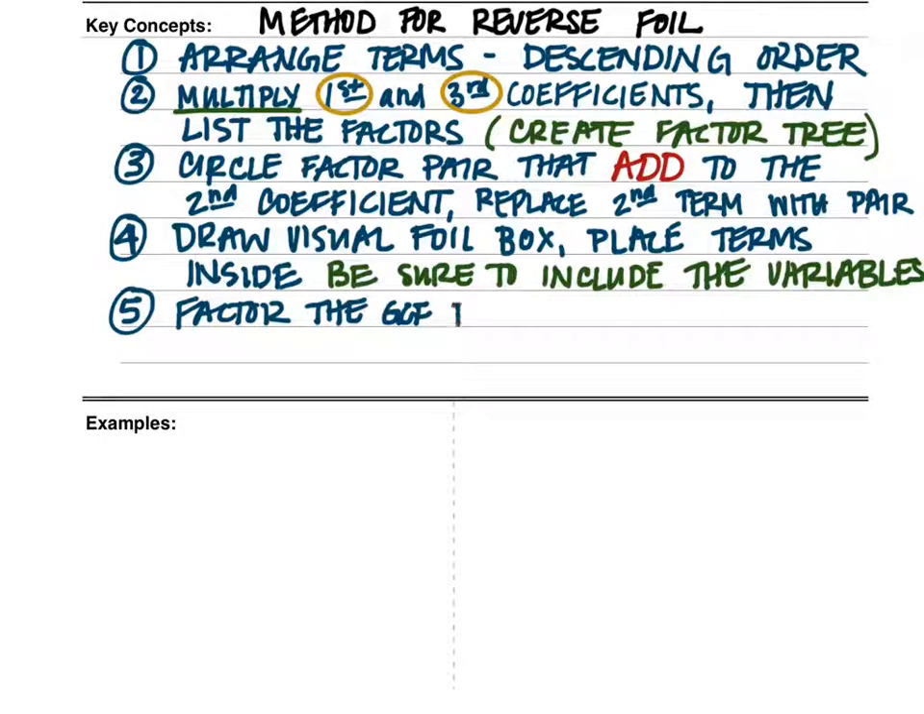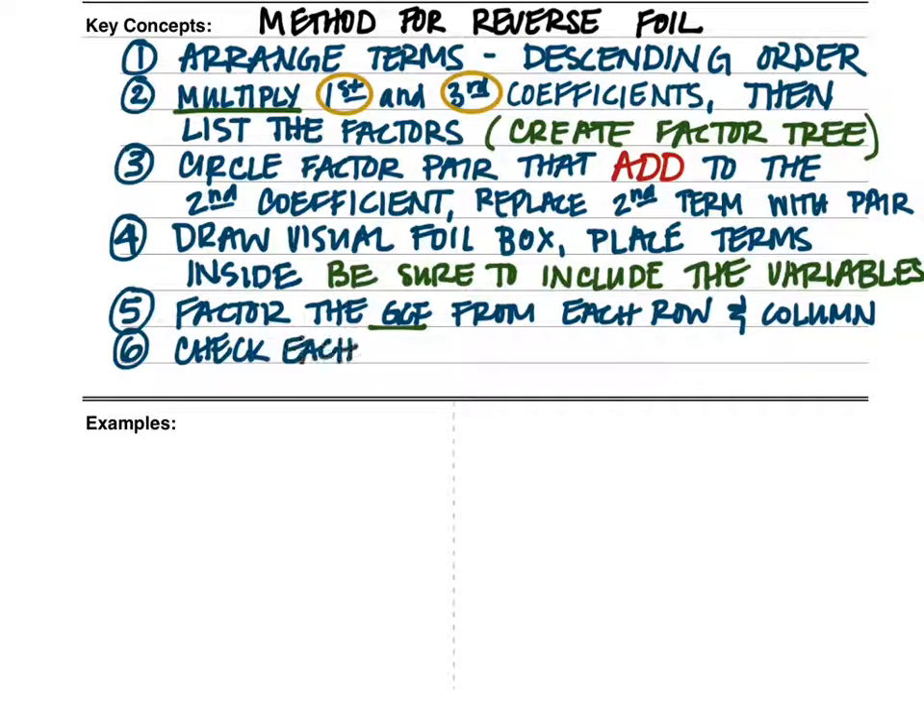Step 5 is to factor the GCF, which is our greatest common factor, from each row and each column. Step 6 is to check. We have this FOIL factor box that looks as if it were a multiplication table, and we would check that as though we would a multiplication table fact check. And we're going to put our binomials, we have 2 of them that we're creating, and we'll discuss that.